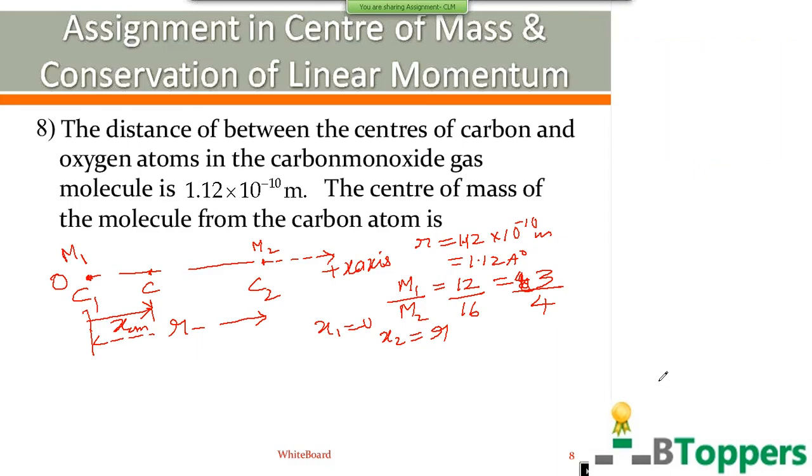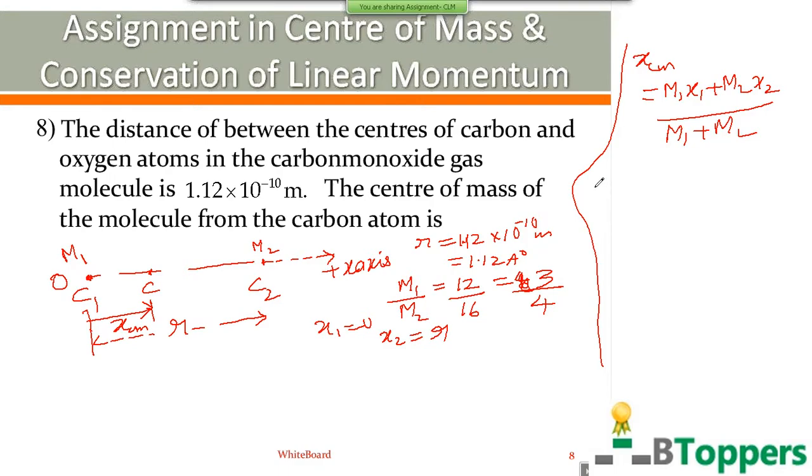So X coordinate of the center of mass is given by M1x1 plus M2x2 by M1 plus M2. You can take M1 equal to 3 units and M2 equal to 4 units for convenience of calculation, because units of mass get cancelled in both numerator and denominator.